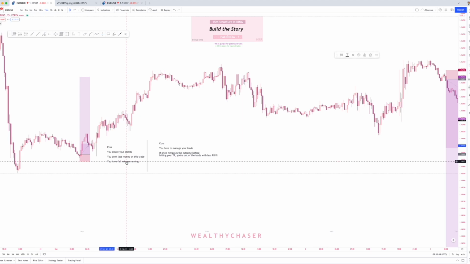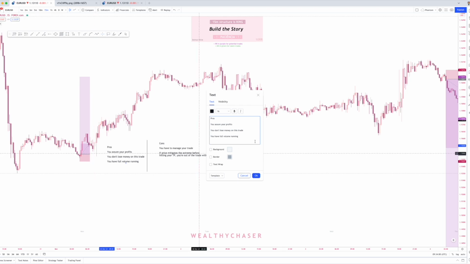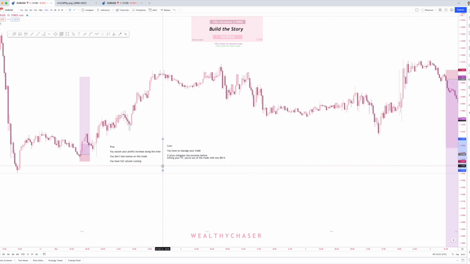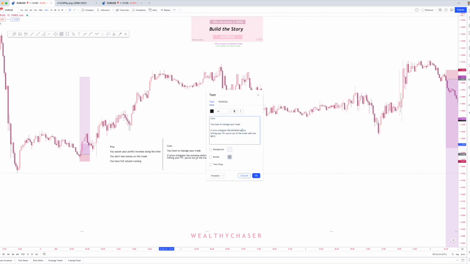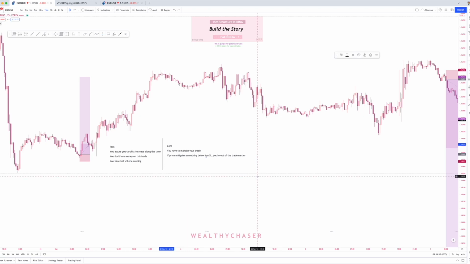You have full volume running. It's the same pros as moving your stop loss to break even, but you're assuring your profits increase along the time. Another con is, again, you have to manage your trade, and if price mitigates something below your stop loss, you're out of the trade earlier. So yeah, basically this is it.